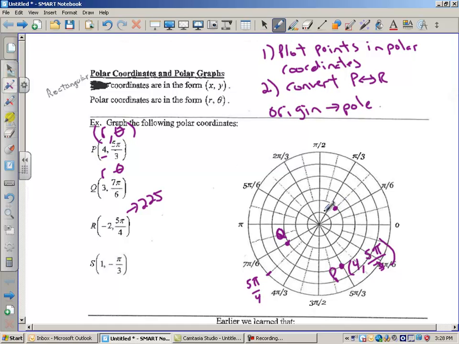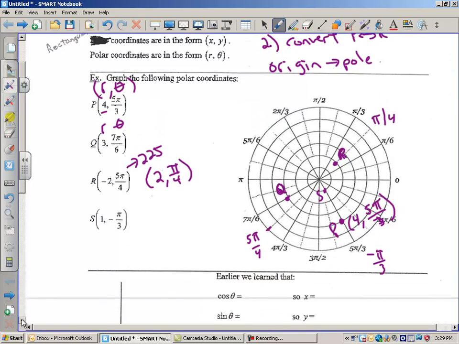And this is our first introduction into the fact that these names are not unique. What I mean by that is I could have labeled it as positive 2 comma just pi over 4, because this angle right here is pi over 4. So there are an infinite number of names for polar coordinates. So let's do one more. Here I've got an r of 1 and a negative pi over 3. Now a negative angle means you rotate clockwise. So negative pi over 3 is coterminal with 5 pi over 3. So I'll go there and go to the first circle and I'll put it right there, and there's our S.